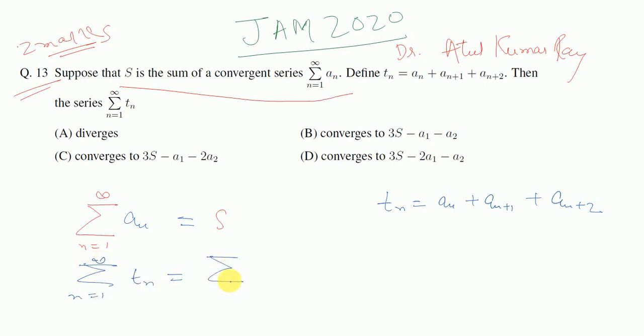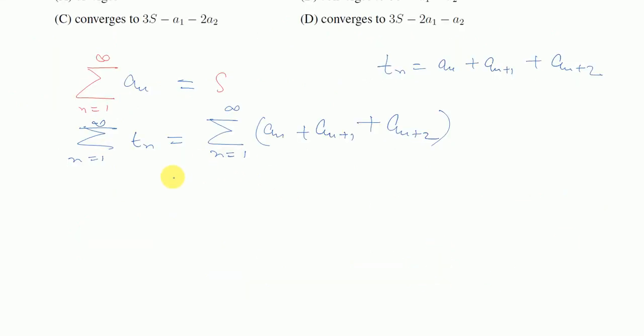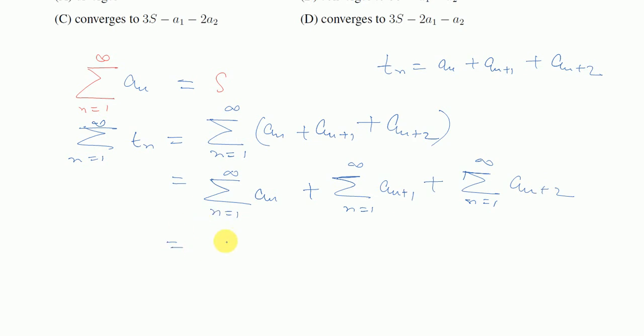So let us substitute this and see what should happen. The summation is running from n equal to 1 to infinity, and the value of Tn is an plus 1 plus an plus 2. Let me write this like this: summation n equal to 1 to infinity an plus 1 plus summation running from n equal to 1 to infinity an plus 2. I think you all know what it is.